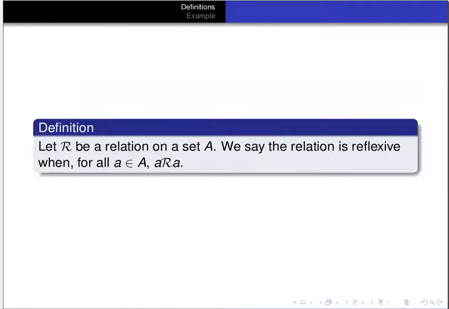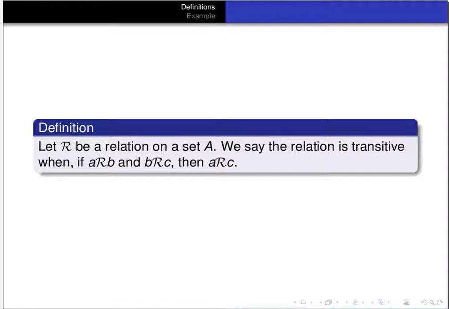So let's suppose that R is a relation on a set A. We say the relation is reflexive when for all a in the set A, a is related to a. So a relation is reflexive if everything is related to itself. We say a relation is symmetric if whenever a is related to b, then b is related to a. And we say a relation is transitive if whenever a is related to b and b is related to c, then a is related to c.